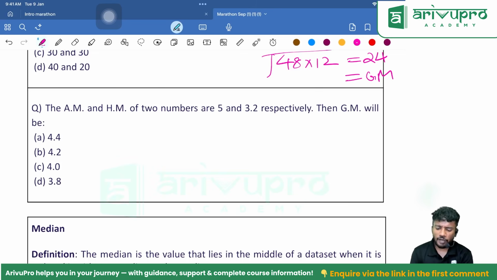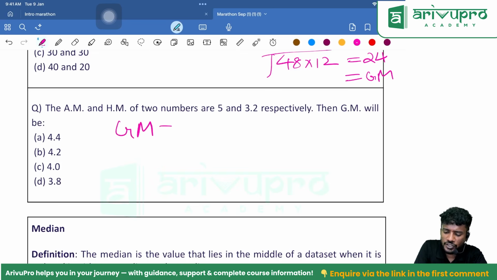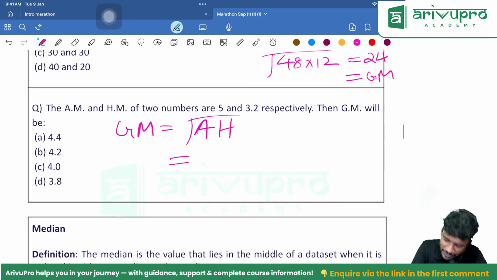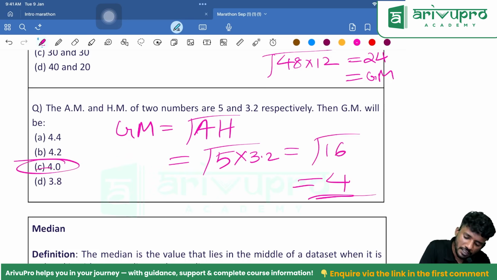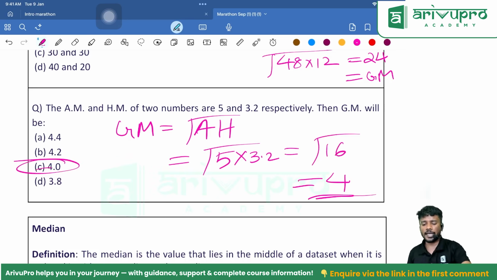AM and HM of two numbers are 5 and 3.2 respectively. GM will be how much is the question. So GM is what? The formula for GM is root of A into H, that means it is equal to root of 5 into 3.2. That is equal to root of 16, which is equal to how much? 4. Option C is your answer.